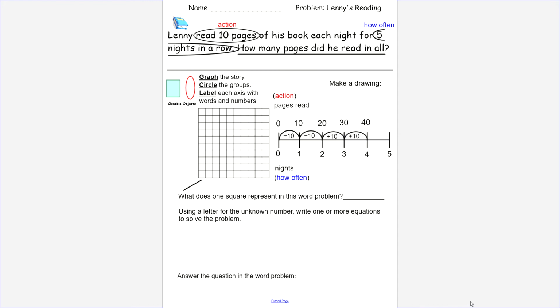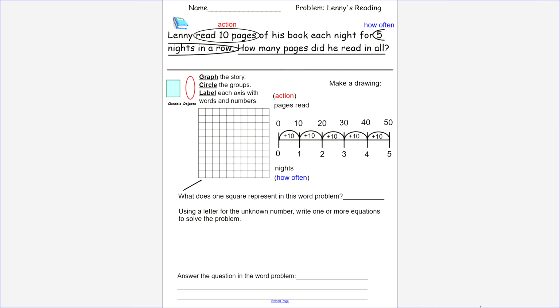Then the 5th night happens. How many pages did Lenny read the 5th night? That's right. The 5th night, Lenny read 10 pages again. He reads 10 pages every single night. The action stays the same each time. He had read 40 pages, then he read 10 more. So after 5 nights of reading, how many pages has Lenny read in all? Absolutely, Lenny has read 50 total pages.